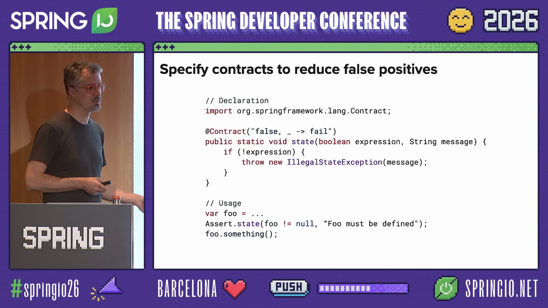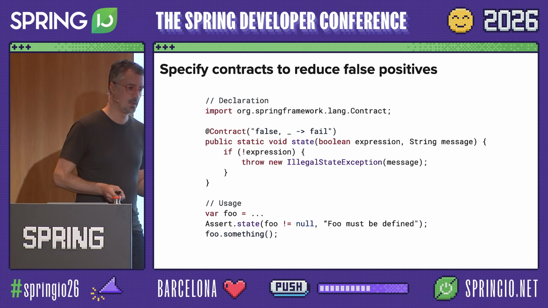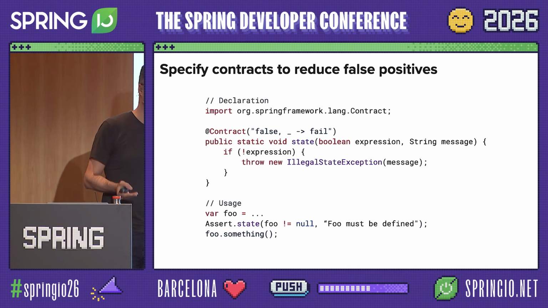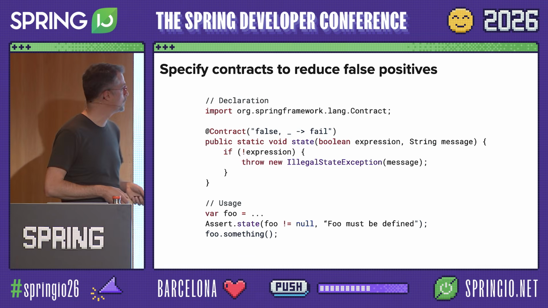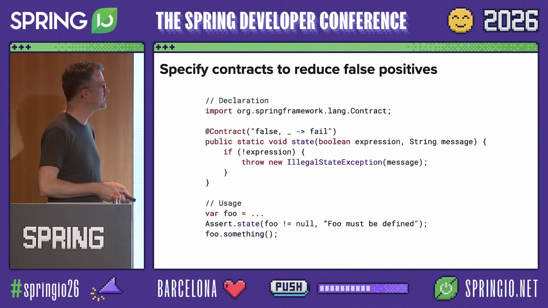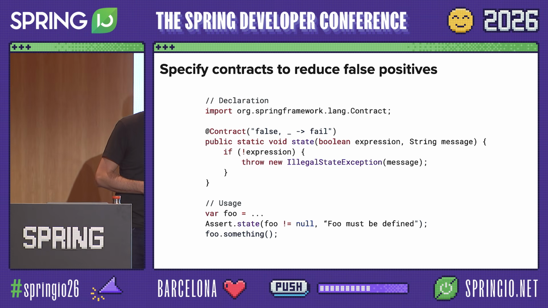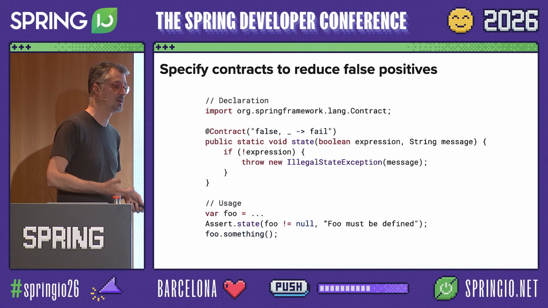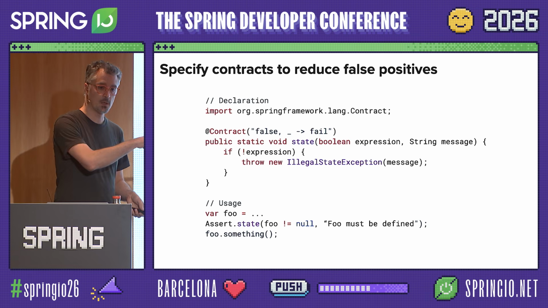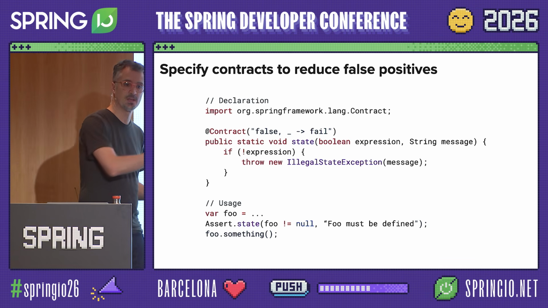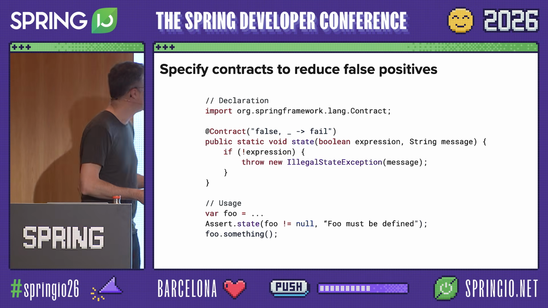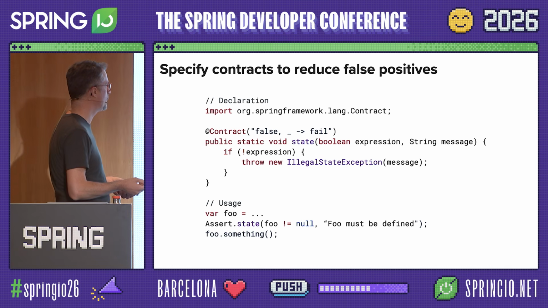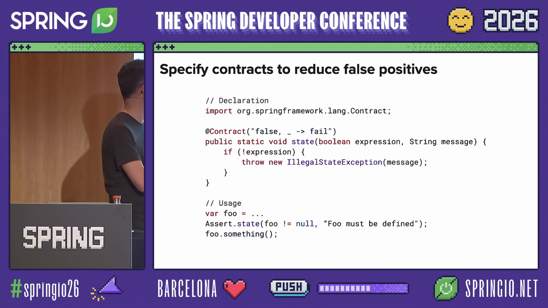JSpecify annotations are usually not enough to avoid too many false positives. We need to express additional semantics. This is why Spring Framework has introduced this @Contract annotation, which is similar to the JetBrains one or JSR 305. Here we want to express additional semantics that JSpecify can't yet express. By the way, we are working on the JSpecify side to standardize this kind of contract, but it's not yet ready. So here, for example, I want to express that when the boolean expression is false, this method will throw an exception, and the code flow will not continue.